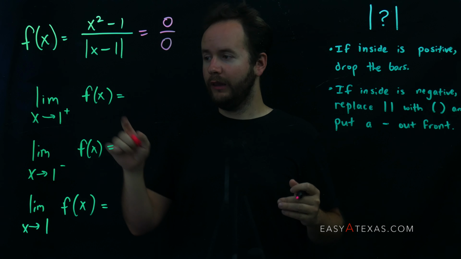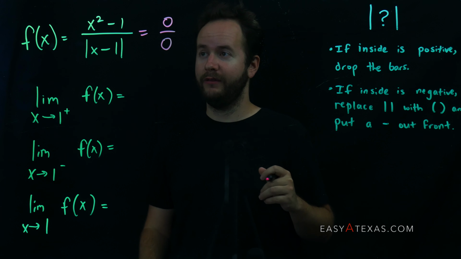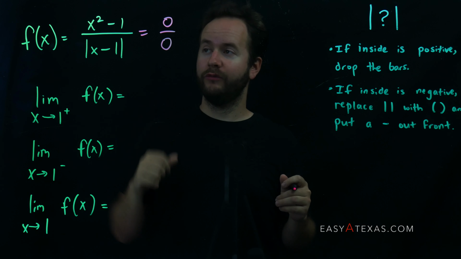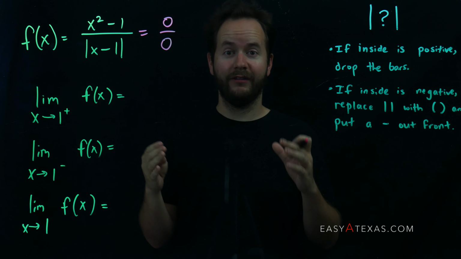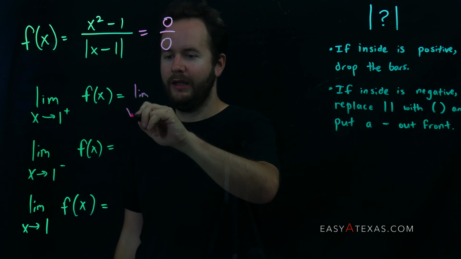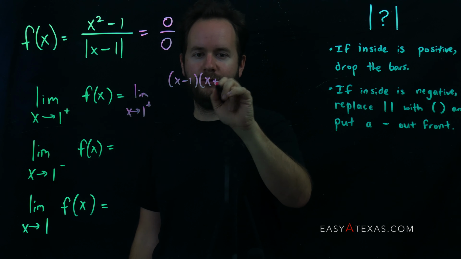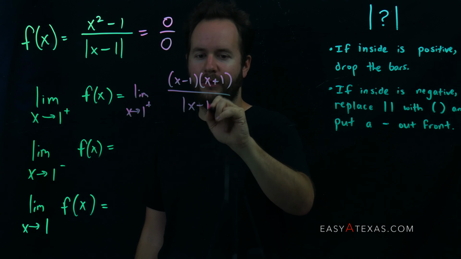Let's start with the limit as x approaches 1 from the right of f of x, and how am I going to simplify this? Some of you might think, well, x squared minus 1 is a form that I recognize that I can easily factor into x minus 1 times x plus 1. So let's go ahead and do that. We're going to have the limit as x approaches 1 from the right of x minus 1 times x plus 1 all over absolute value of x minus 1.